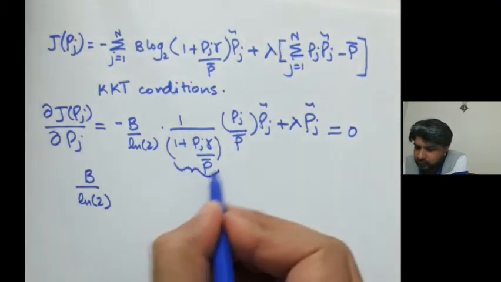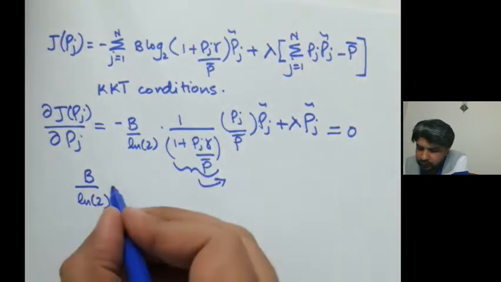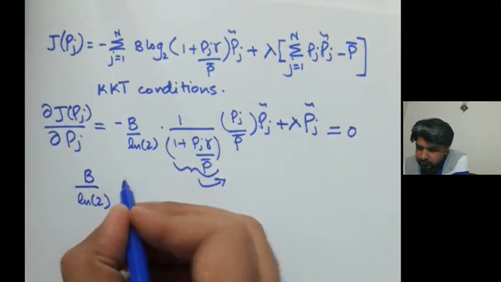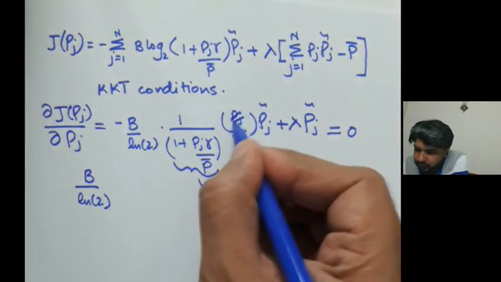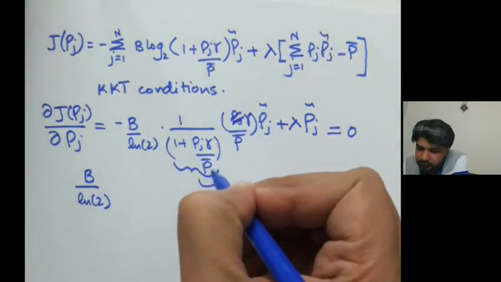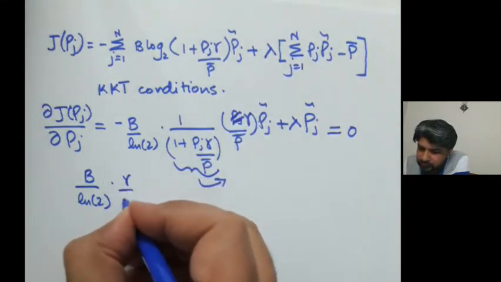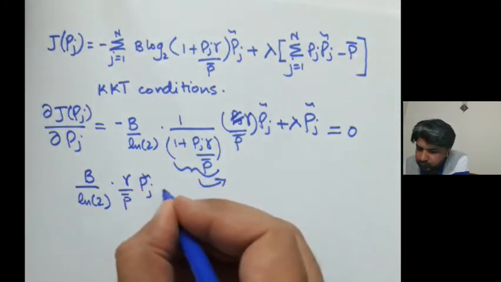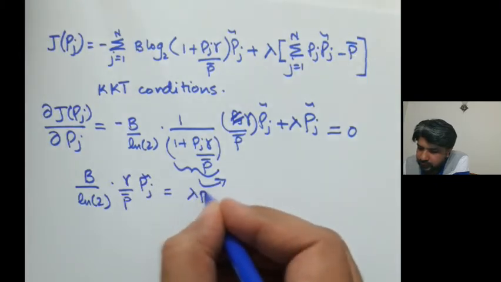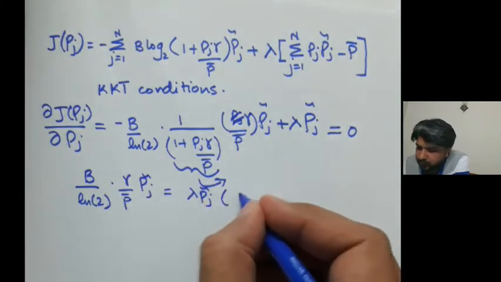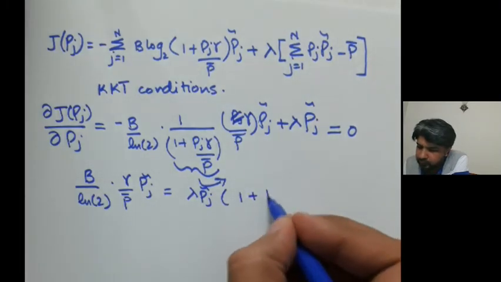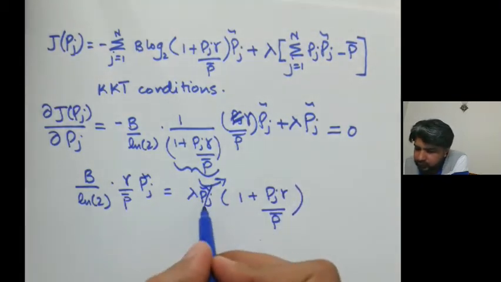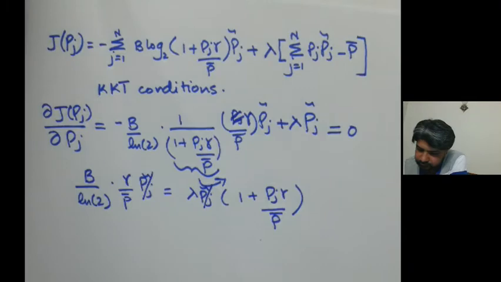You would take this term to the other side, times, sorry, this should not be pj over p bar. This should be gamma over p bar because you're taking the derivative with respect to pj, times gamma over p bar. pj tilde would be equal to lambda pj tilde times 1 plus pj gamma over p bar. That's what you have. pj tilde gets cancelled out by this pj tilde.